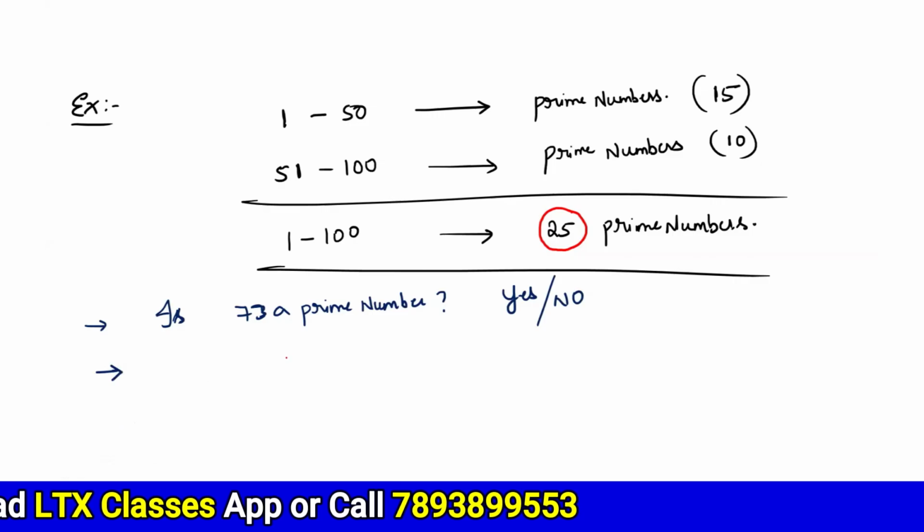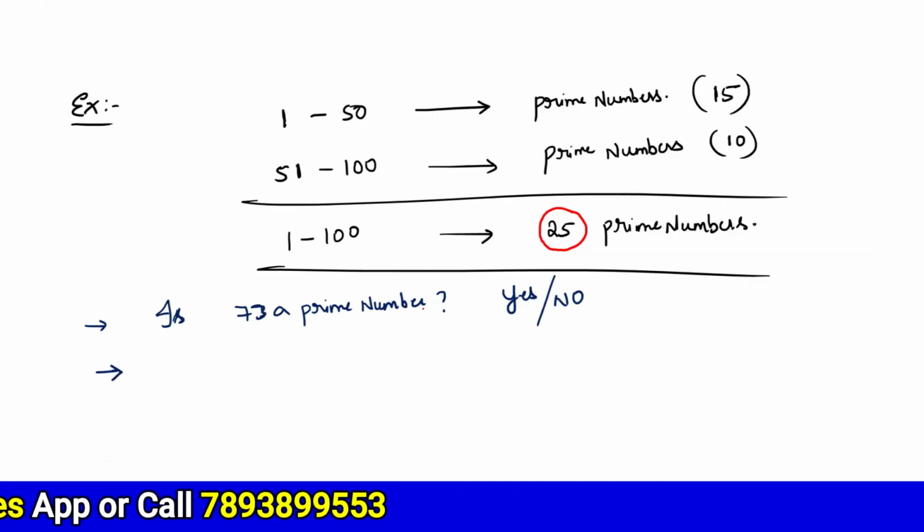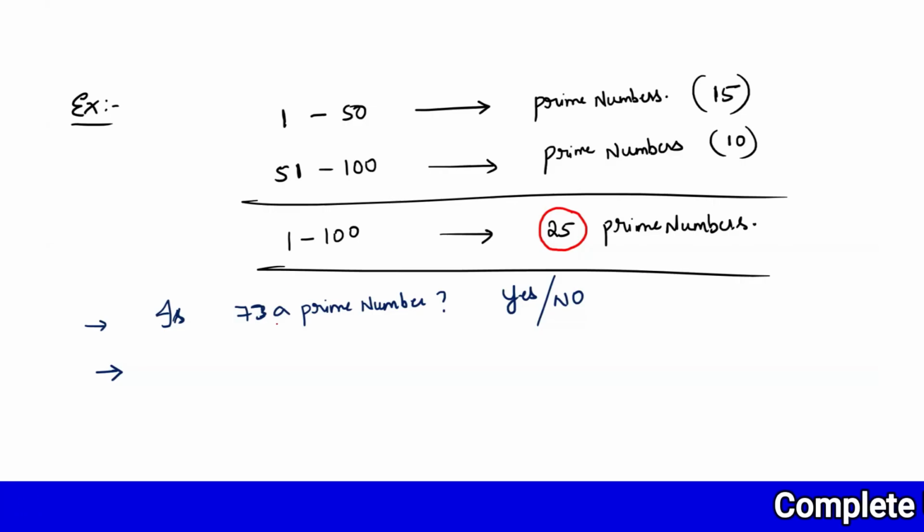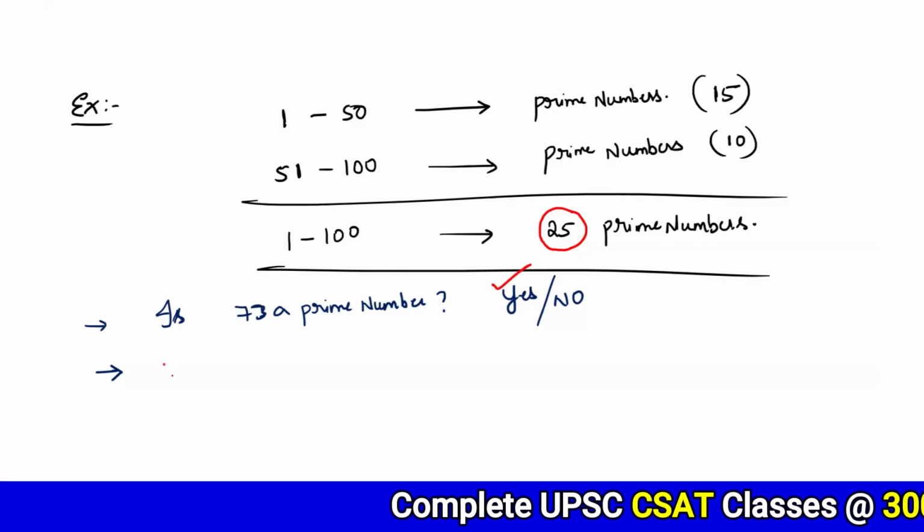Someone is saying no. The reason why I'm asking these questions fast is that I'm imagining you guys know most of the points here. Okay, so 73 is a prime number. So please think and answer yes. 73 is a prime number.